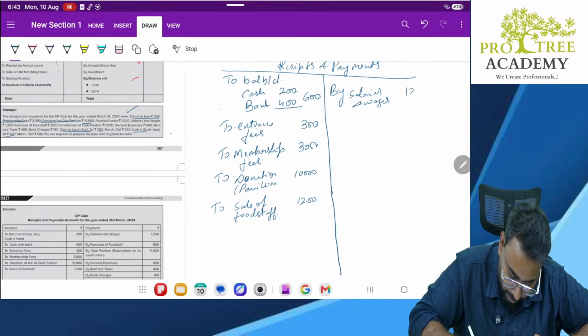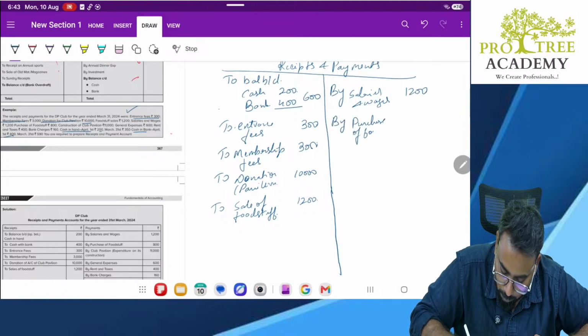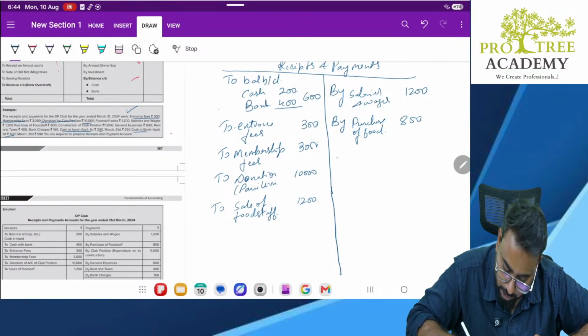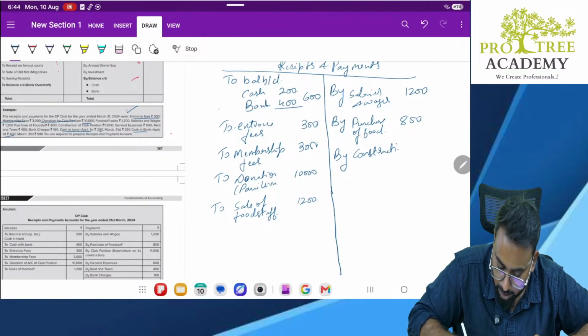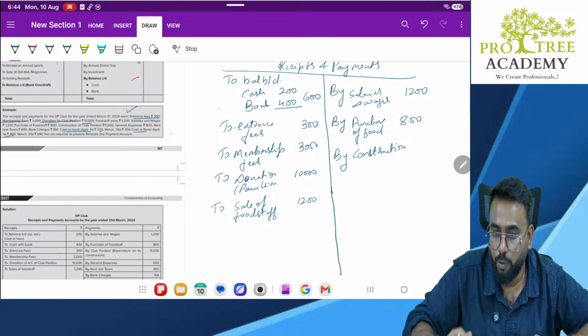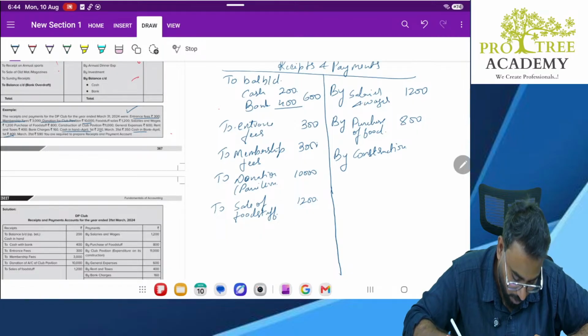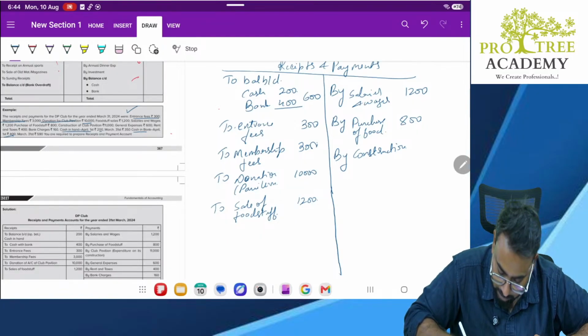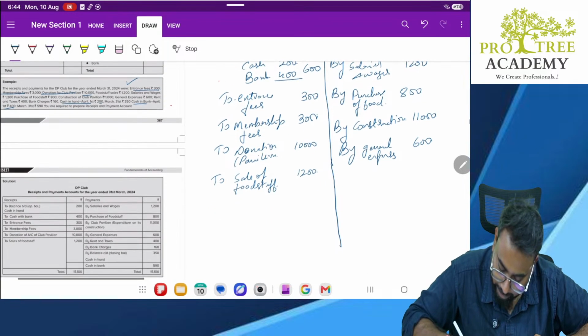Okay. Then next, by purchase of foodstuff. Purchase of food, how much? 800. Construction of pavilion. So by construction, see here, we are not bifurcating between capital or revenue. We are taking everything, correct or no? So by construction of pavilion 11,000. Next, by general expenses. By general expenses, how much? 600. Then next, by rent and taxes.